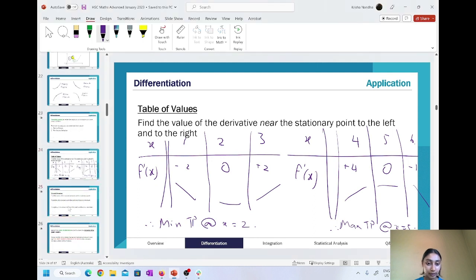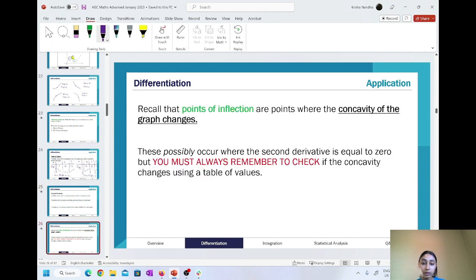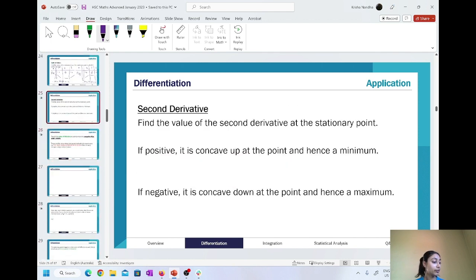Okay. Next one, so we need to find the value of the second derivative. If it's positive, concave up, or minimum. If it's negative, concave down, therefore maximum. Do they have an example? No, they don't. That's so annoying. I'll just make one up. So let's say it is x squared minus 2. Okay, that is my f of x. So f dash of x is equal to 2x. Therefore, TP at x is equal to 0.